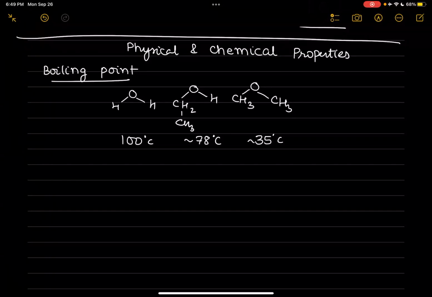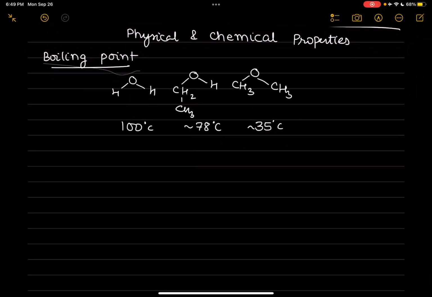So now tell me, what is the reason? What's the reason why water has such a high boiling point in spite of being a lighter molecule, a very small molecule? But you need to heat it to 100 degrees in order to make it steam. What's the reason?